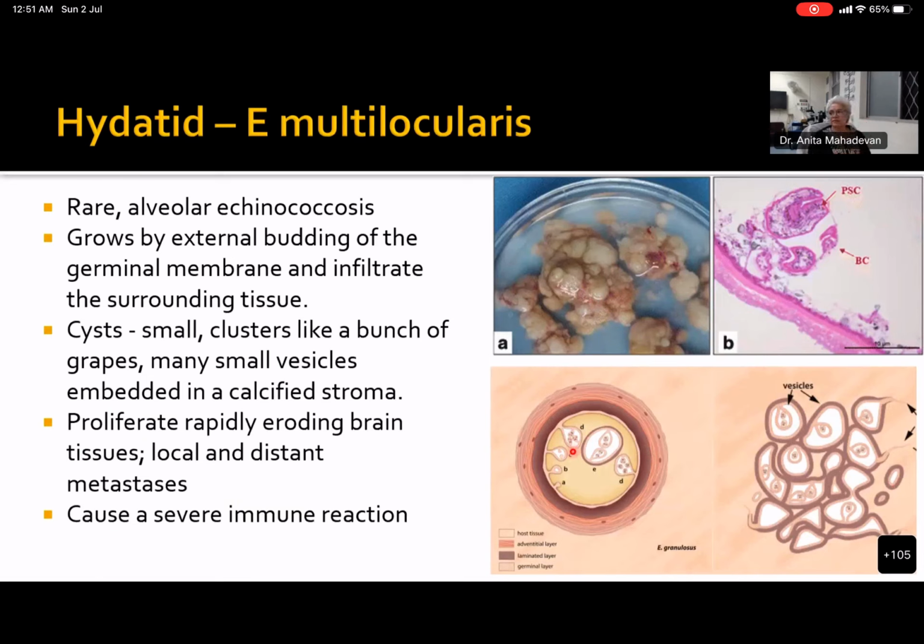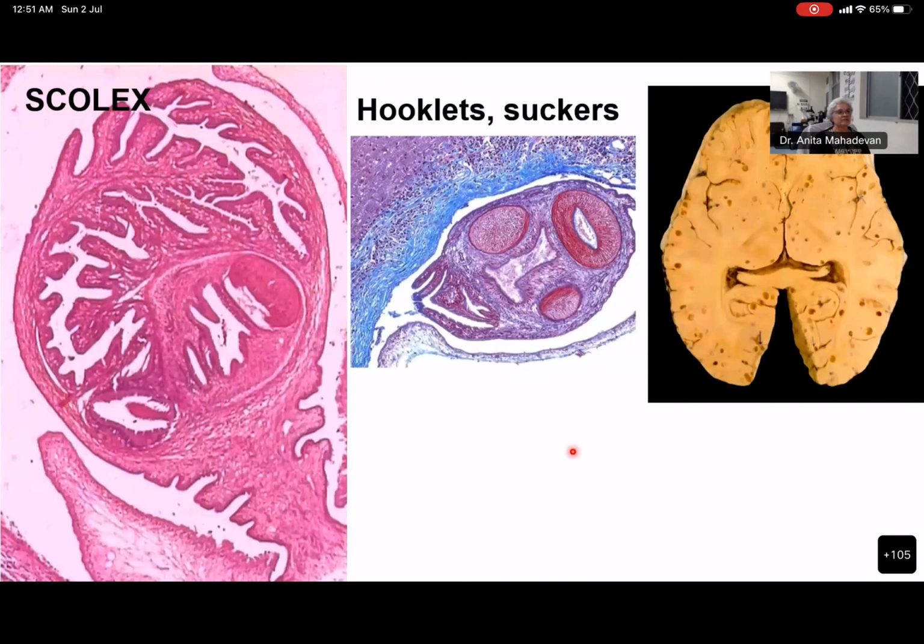And this causes a very severe immune response. We thought that this was alveolar echinococcosis, but we realized that there is no way to differentiate the two. So we left it as echinococcosis. So what is the diagnosis on this? This is a spotter for you.